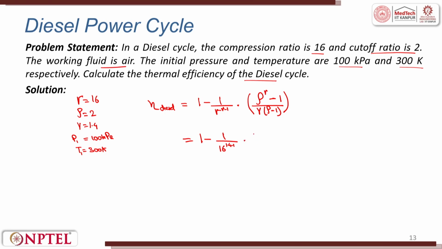This is multiplied by rho to the power gamma, where rho is the cut-off ratio, that is 2, to the power 1.4 minus 1, divided by gamma, 1.4, into rho minus 1, where rho is 2, minus 1. This gives me the efficiency as 0.61, or I can even say the efficiency of the diesel engine in this case is 61%.